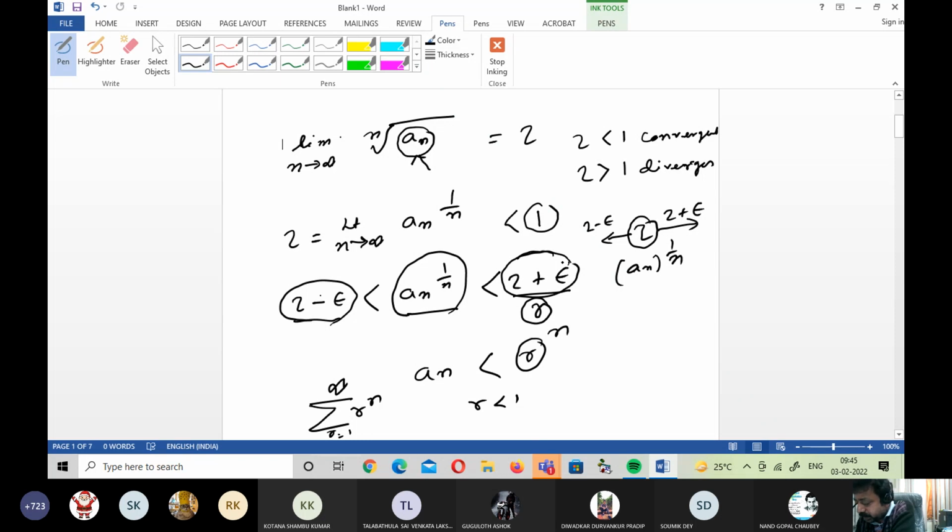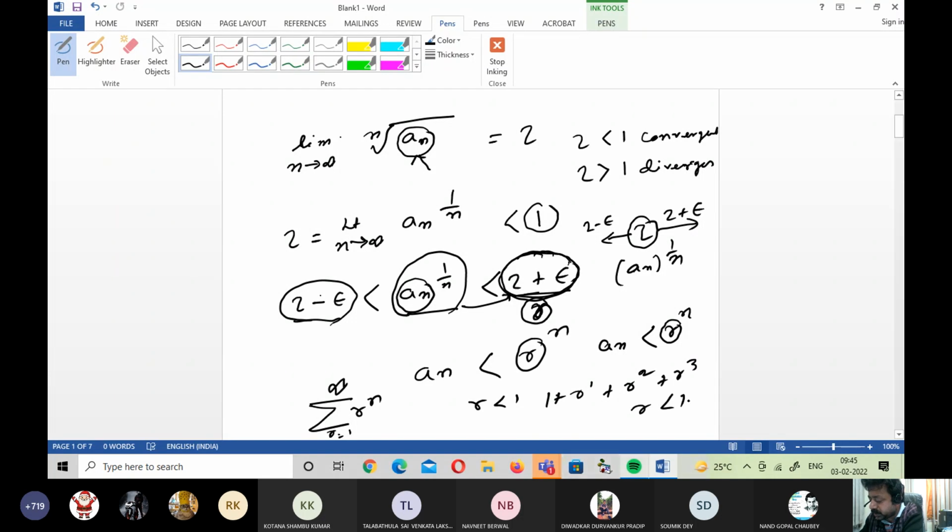Now, if this is considered as R, so that this particular n to the power 1 by n is less than R, then n is less than R to the power n, and you can easily compare with some geometric series: 1 plus R plus R to the power 2 plus R to the power 3. If R is less than 1, this is convergent.